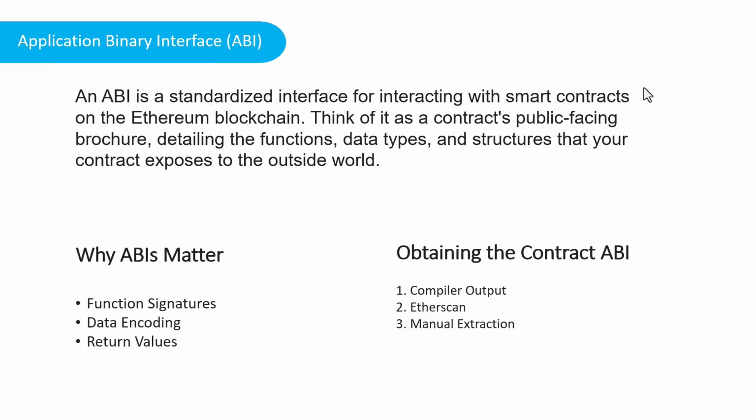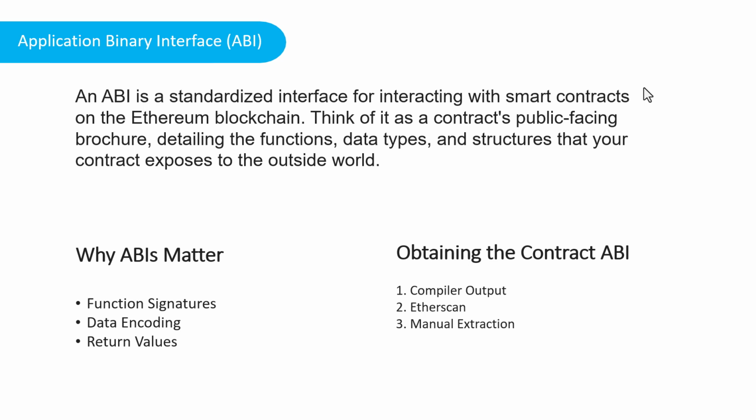ABIs specify your function signature, which includes the name of the function, the inputs to the function, that is the parameters and arguments, and then the outputs. So they tell you which operations you can perform on a smart contract. They tell you the data encoding. When you send a request to a smart contract, the input data needs to be encoded in a specific way in order for the Ethereum virtual machine to understand it. So ABIs define this encoding and they ensure that all your transactions and function calls are executed correctly.